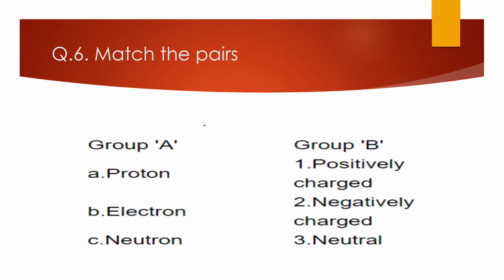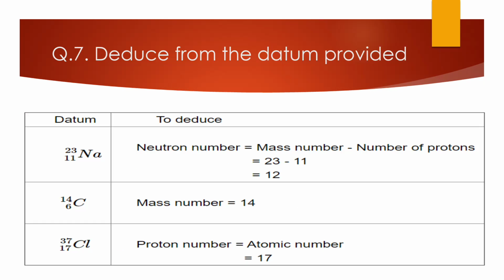Question number 6 is match the pairs. Protons are always positively charged. Electrons are always negatively charged. And neutrons are neutral. Question number 7 is deduce from the data. In the data, the sodium atomic number is given as 11 and the mass number is given as 23, and what you have to find is the neutron number.